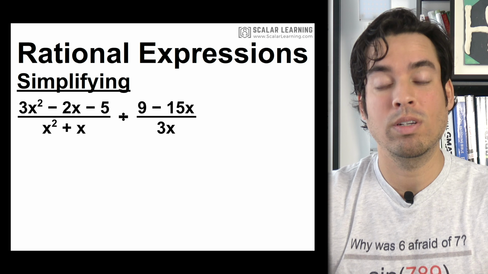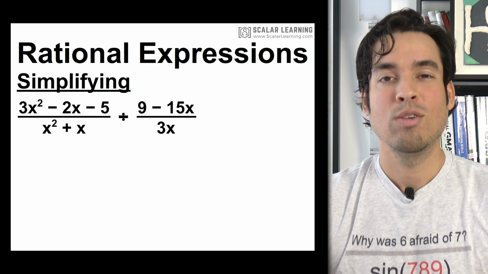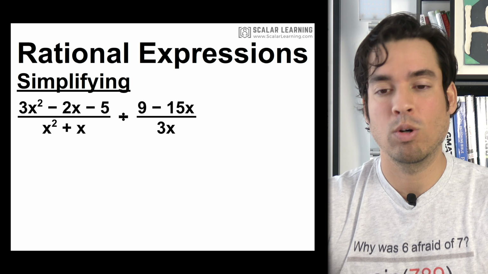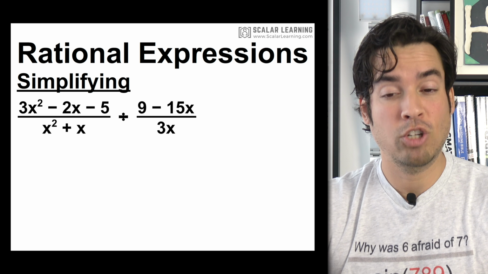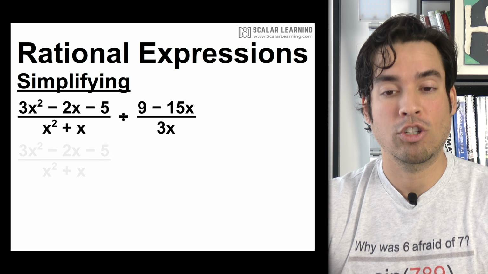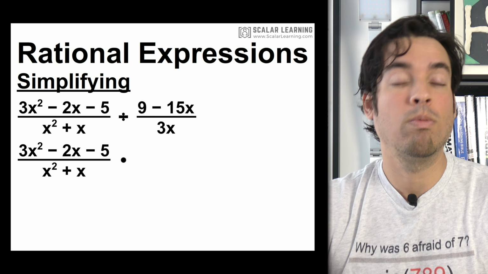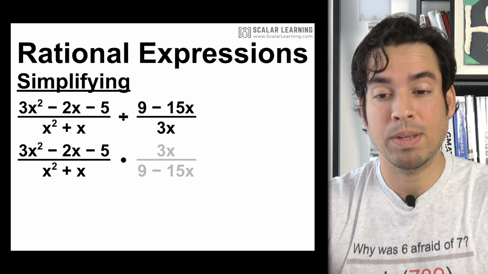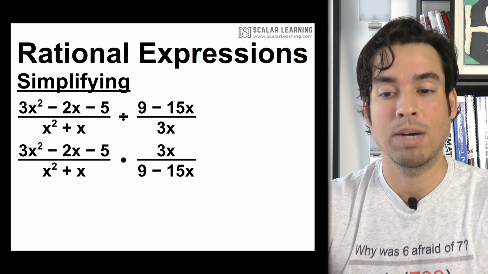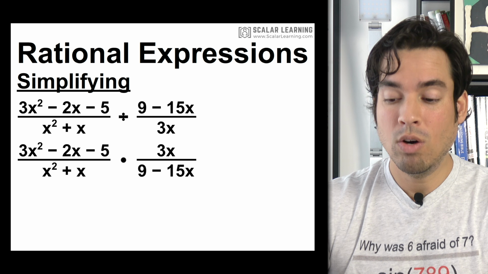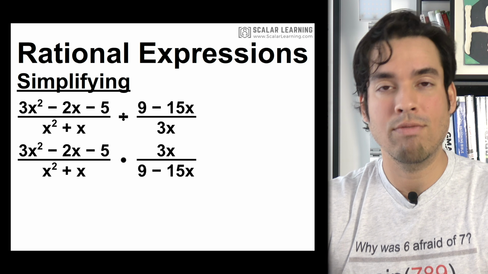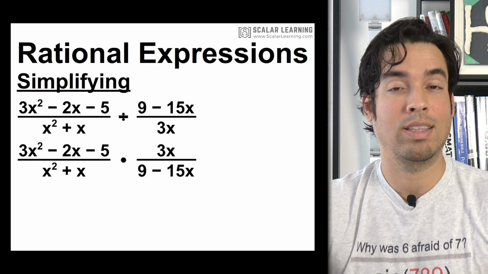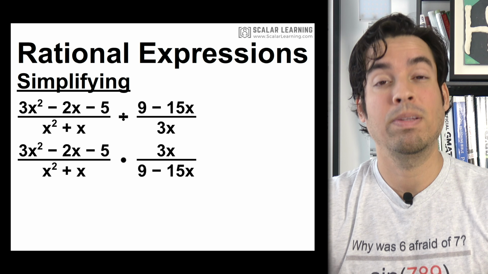First of all, when we're dividing, we don't want to do that. We want to immediately shift that to multiplication. So we employ keep, change, flip. I keep the first rational expression, I change that to multiplication, and I flip the other one to 3x over 9 minus 15x. Then we go into a rule that I advise to everybody: when you see a quadratic like this and you're not sure what to do, simply factor.